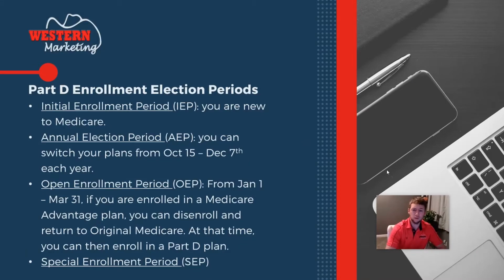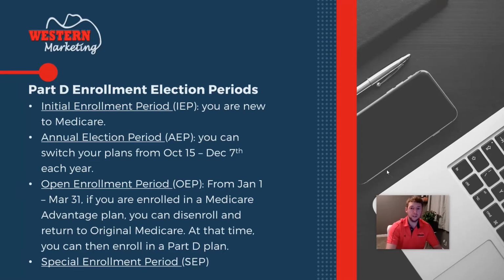Some different enrollment periods. Part D does have different election periods. One of the most common ones you will see is the initial enrollment period. This is when folks are new to Medicare. They will have a 7-month window to where they can enroll in these plans. That window is 3 months prior to their 65th birth month, their 65th birth month, and 3 months after their 65th birth month. So they'll have a nice gap there to where they can enroll in these plans right when they're new to Medicare.